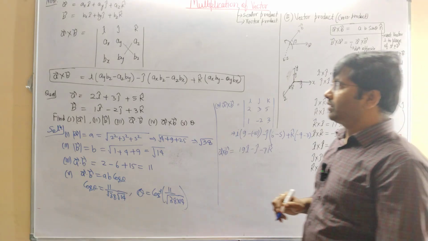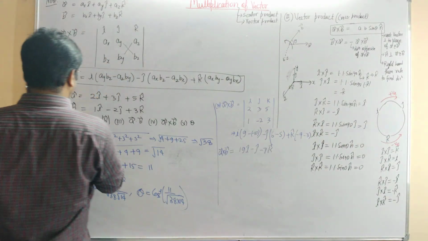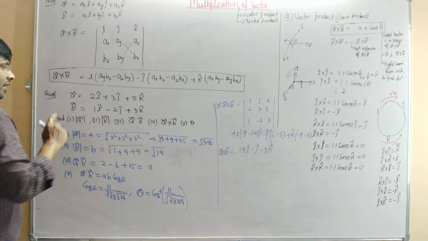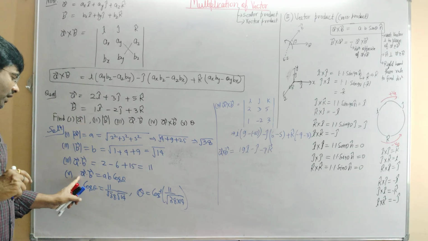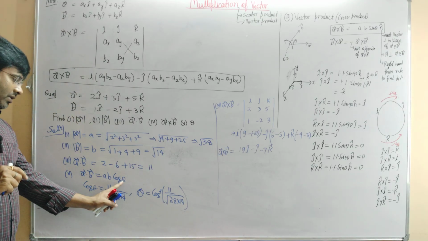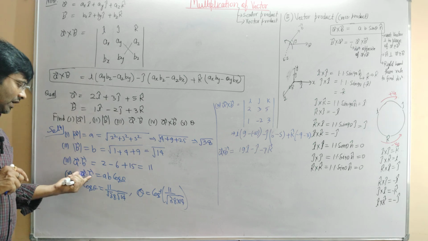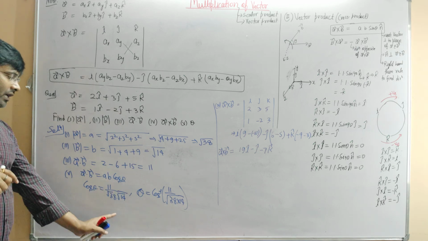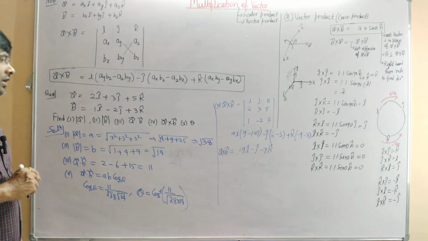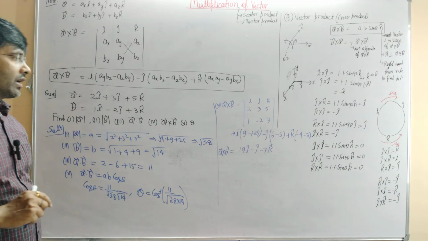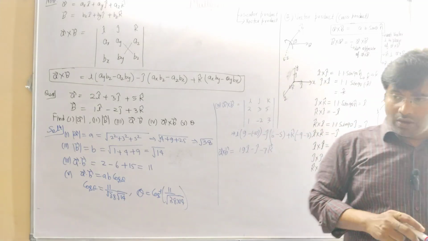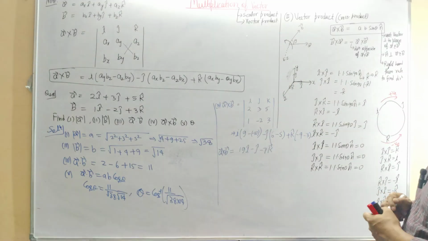So if any vector is given in this form, we can calculate magnitude. We can calculate the angle between vector A and B using this concept: A dot B equal to AB cos theta. This one we can calculate easily. AB we can calculate, so cos theta we will get, then theta we can get. Cross product we will calculate like this. Okay, so this is how we have to solve the question.